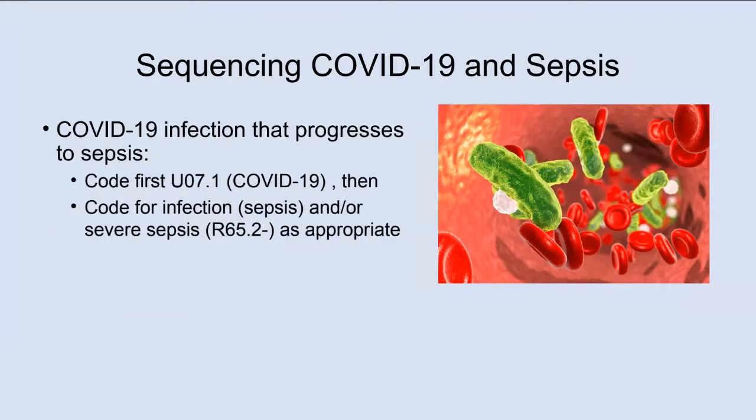There's also specific guidelines that mention sepsis. Now, as you know, severe sepsis is never ever listed first, but if there's a COVID-19 infection that progresses to sepsis, code first U07.1, and then either a code for the infection or a code for severe sepsis, whichever is appropriate.